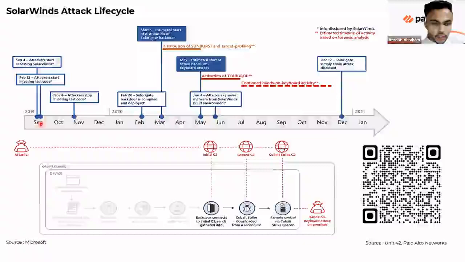So in 2019, the APT 29 group started the SolarWinds attack by first injecting a small amount of code into the supply chain, into the process where the software development was happening.